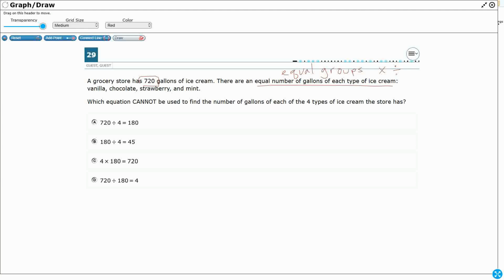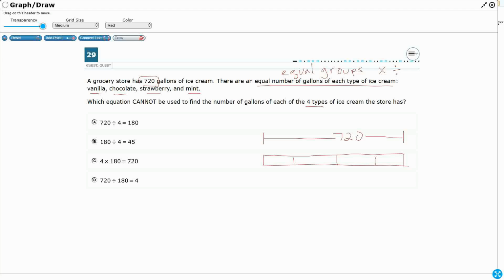Okay, so we've got 720. Let's draw a strip diagram here. I've got 720, and I've got four different types: vanilla, chocolate, strawberry, mint, four types. So let's draw a strip diagram, and I'm just going to draw a bar underneath, and it's going to be cut in half, cut each half in half. All right, well, first let's figure out how much is actually in each one.